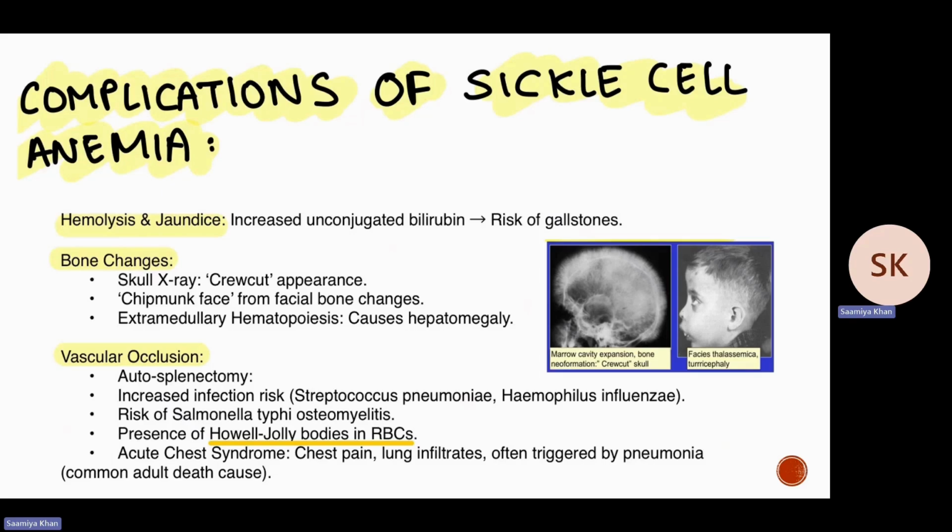This can increase the infection by encapsulated organisms like Strep pneumoniae, Haemophilus influenzae, Salmonella typhi, osteomyelitis. We can also see acute chest syndrome, which is pain in the chest, shortness of breath, and lung infiltrates due to vaso-occlusion, often triggered by pneumonia. This is the leading cause of death in adults.